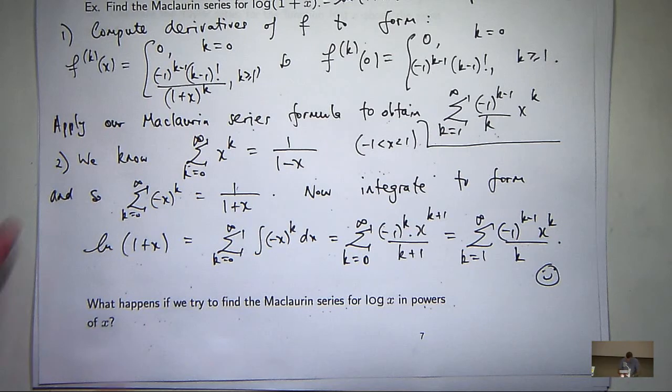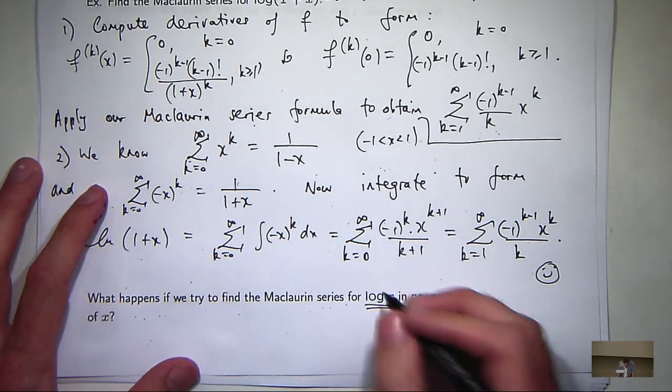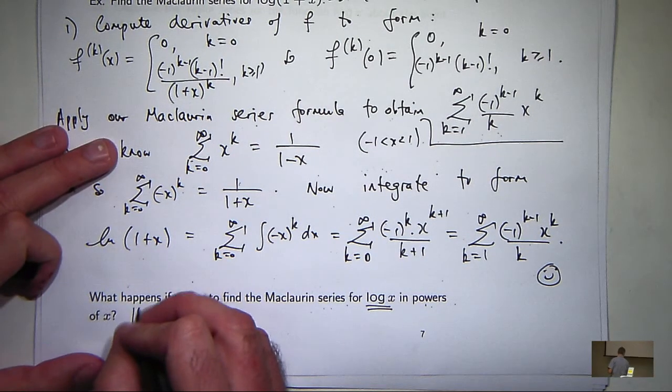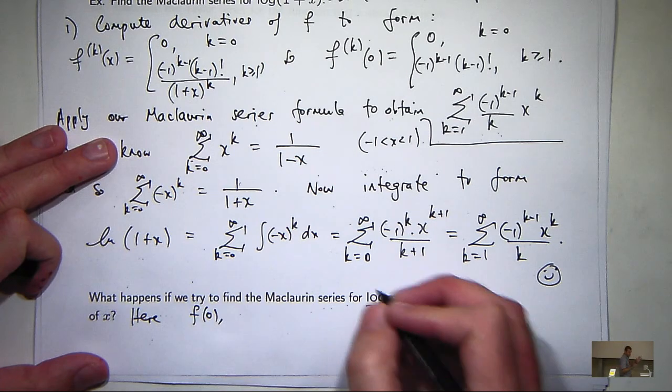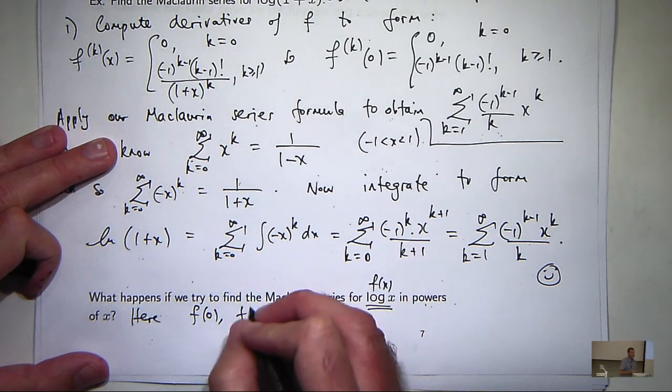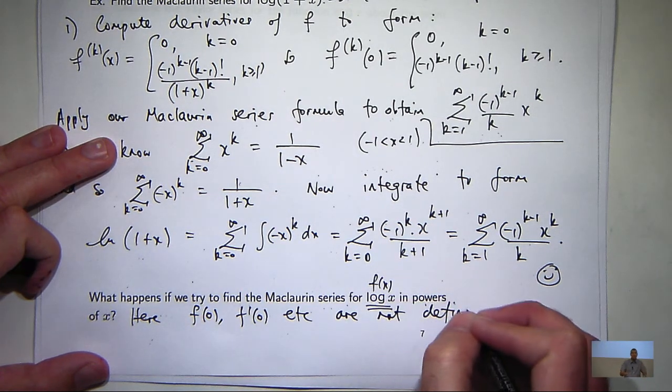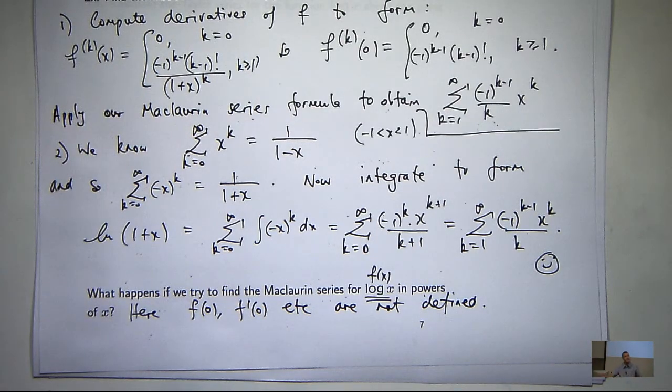Now, you can't always find a Maclaurin series for functions. If this is my function, natural log of x here, what happens if I try to find the derivatives of log x at x equals 0? You can't, right? You can't differentiate log x at x equals 0. It's not even defined at x equals 0. So this is f of x. The bottom line is we cannot compute these series for functions that aren't differentiable, because the series rely on derivatives.